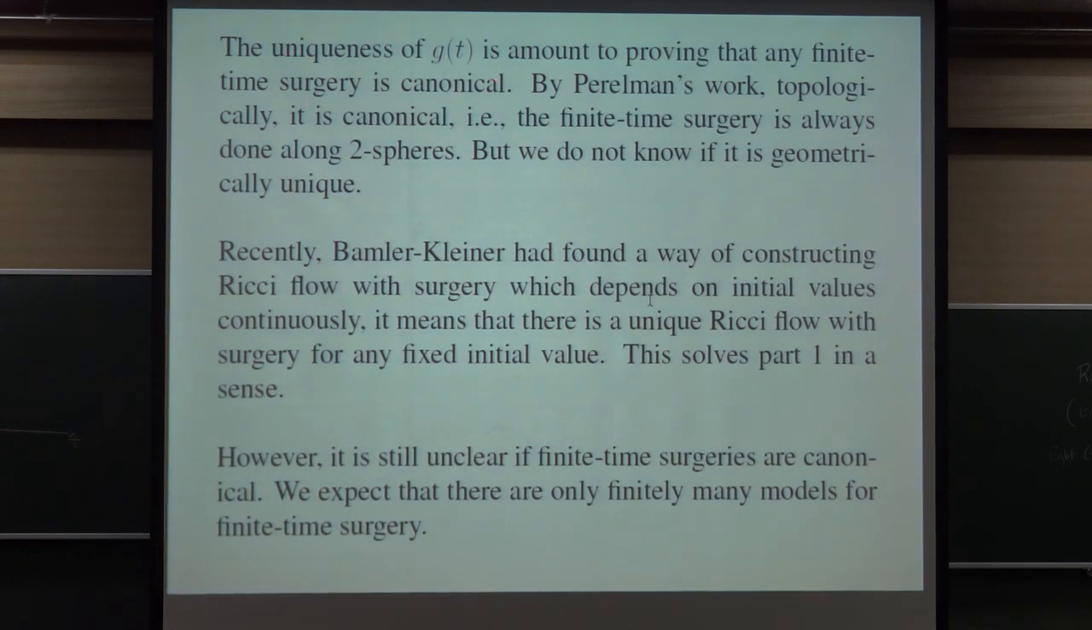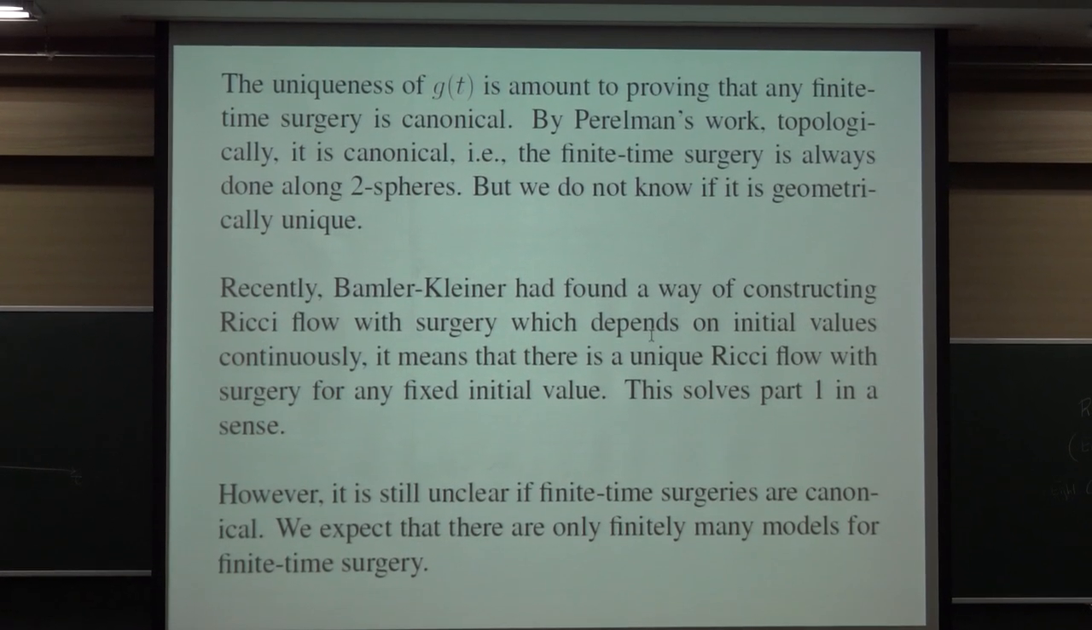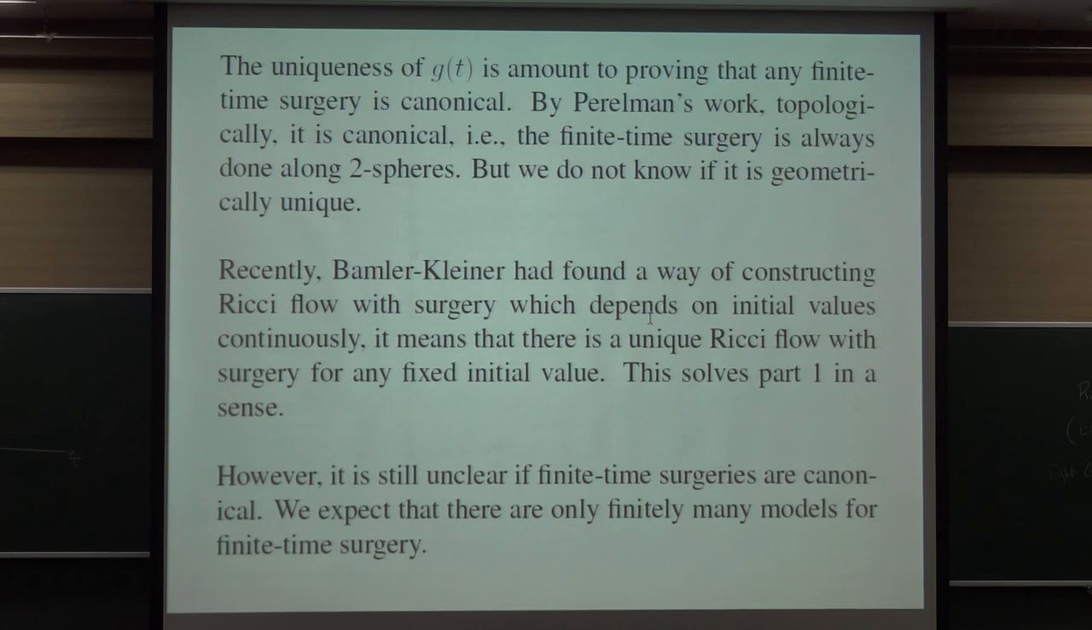So the uniqueness of g(t) amounts to proving that any finite time surgery is canonical. So you should have a model for this. When you go through the surgery along the tooth field, not only is the topology fixed, as Perelman proved, the geometry is also fixed. But that is still an open question. There is a model by some people, by Bamler's student Dan Knopf, but in general it's still an open question. If you are interested, you can work on this.